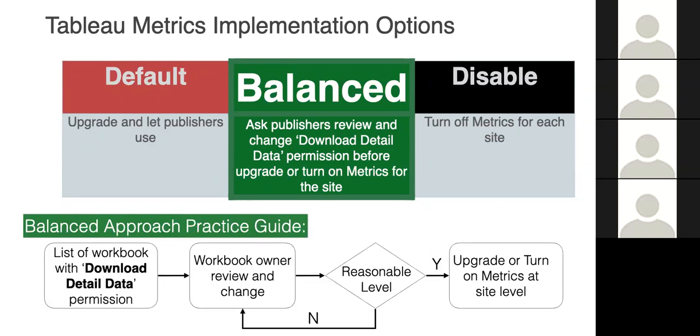At some point, the server team or the Tableau center of excellence team needs to review to see if it is at a reasonable level. I don't know about you guys, but in my place, if I send this to thousands of publishers, I don't think half of them will take action, to be honest with you. So I may have to do something else and force them to take action, at least to some reasonable level. And then you turn on the metrics or do the upgrade.